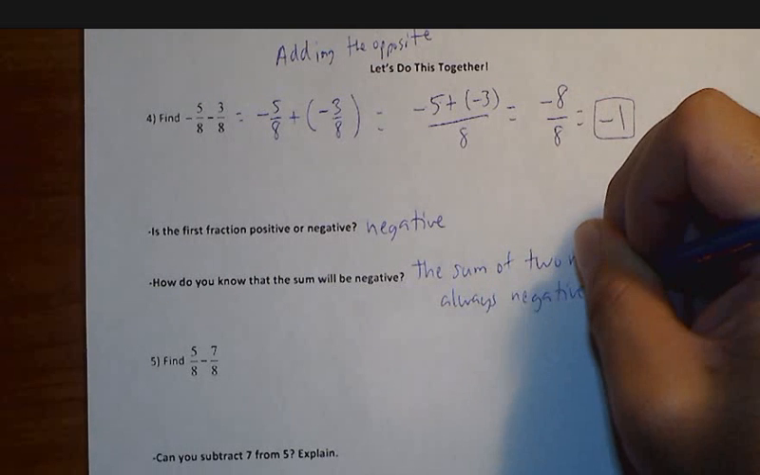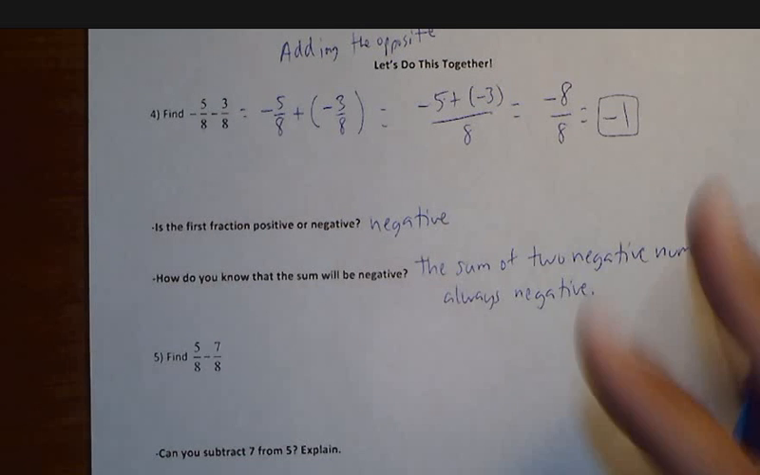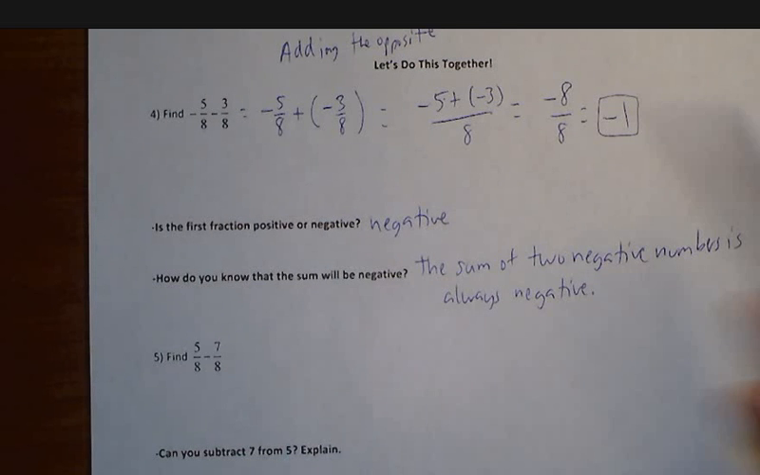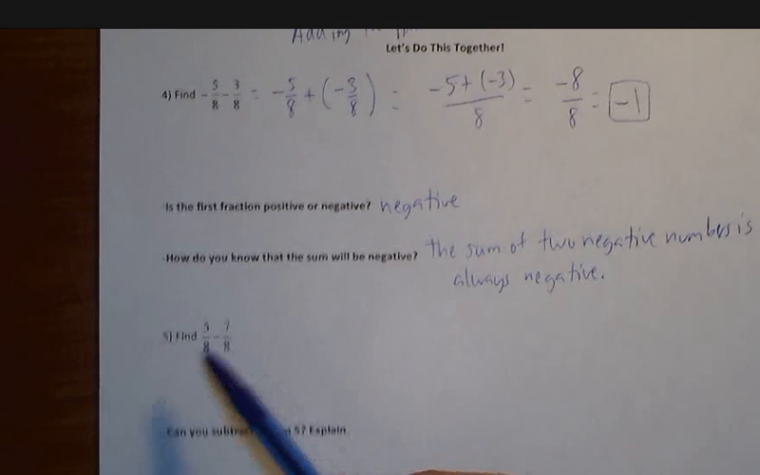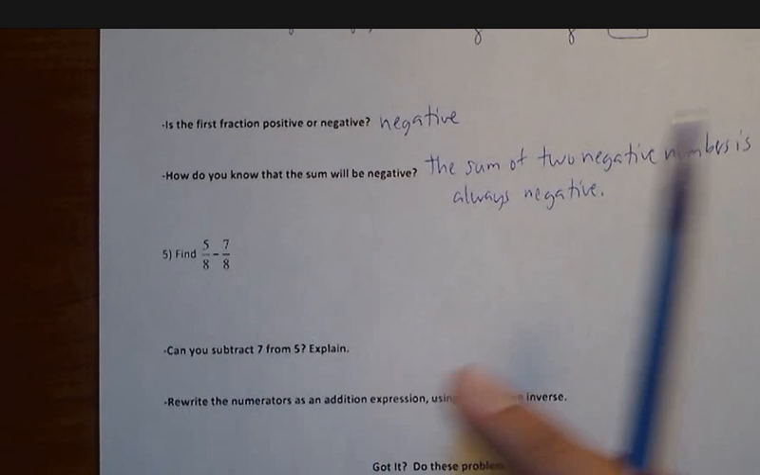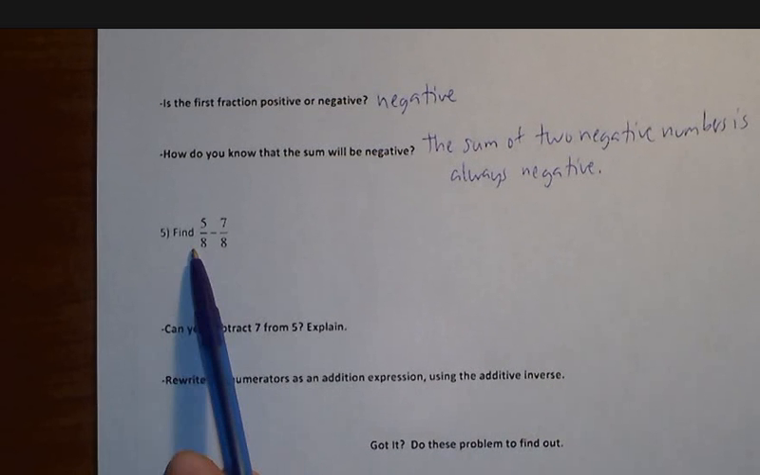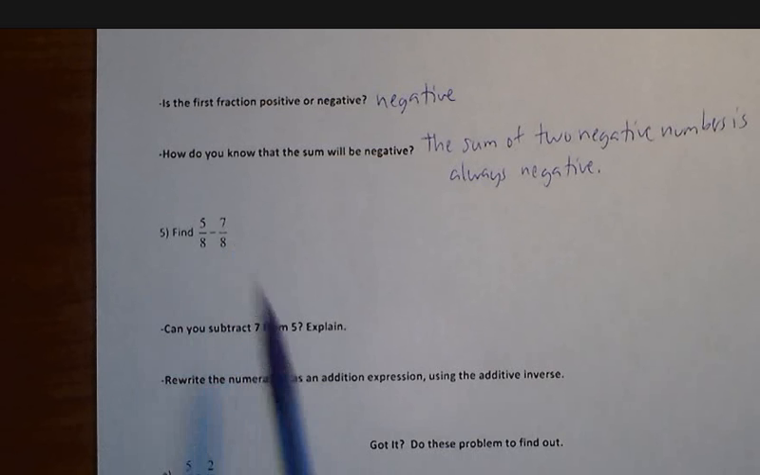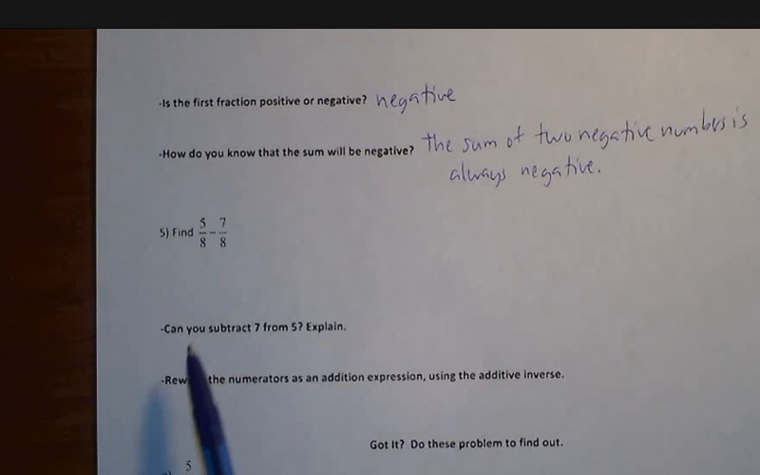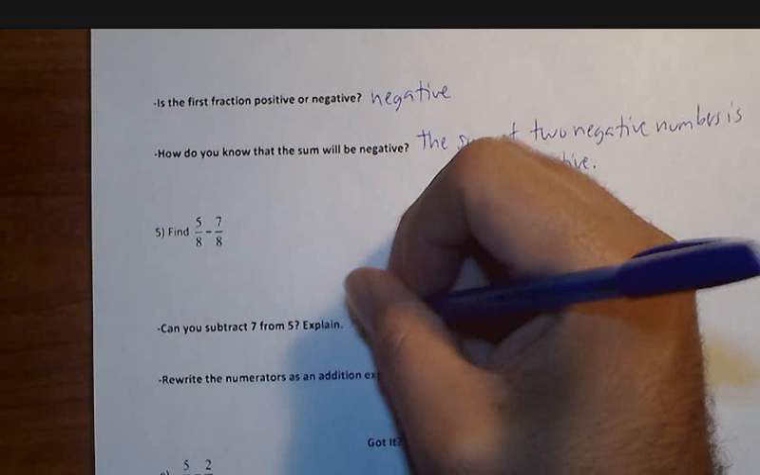All right, now that we know that subtraction is basically the same as addition, let's do this next problem together as well. Find 5/8 minus 7/8. Once again, I look to see, do I have common denominators? The answer is yes, 8 and 8. So the question is, can you subtract 7 from 5? And the answer is yes. I can do 5 minus 7, which gives me negative 2.